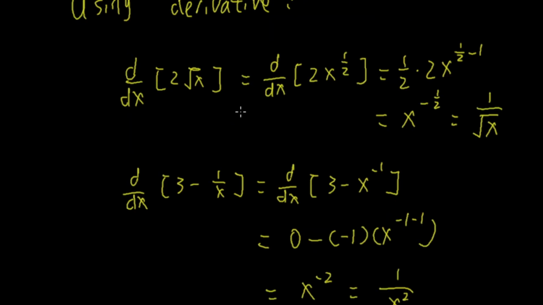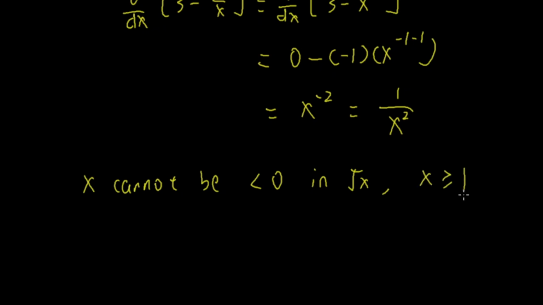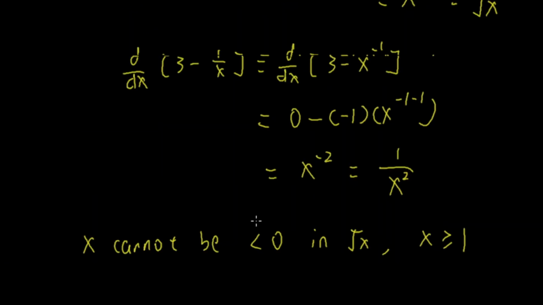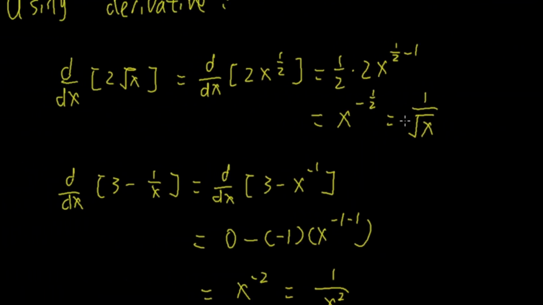Okay, so now let's compare these two. Now again, x here is under the square root, so we have to say that x cannot be negative. So x cannot be less than 0, right? In square root of x. So again, x has to be greater than or equal to 1. Okay. Now, let's remember these two here.